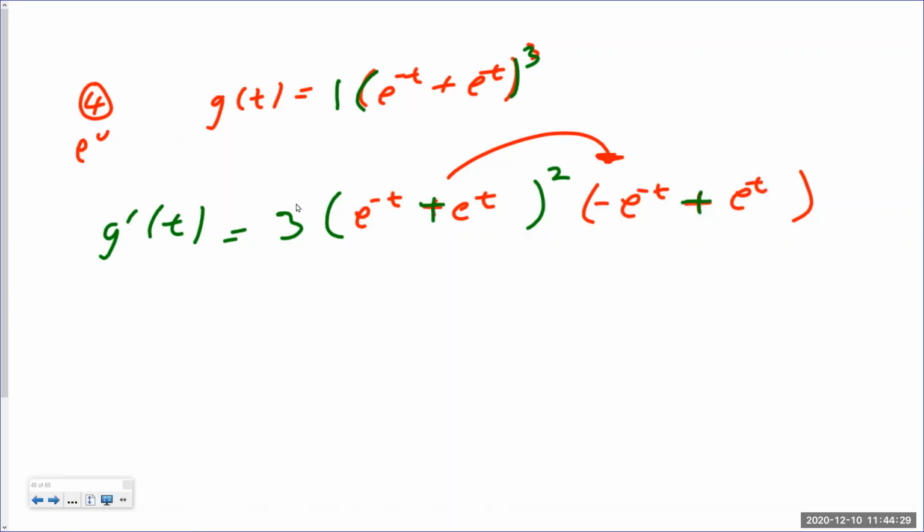Okay, so then this is basically my answer. The question is, can I combine these two? Are they the same? No, because I have this negative sign here. They're not the same, so I would just leave it like that.